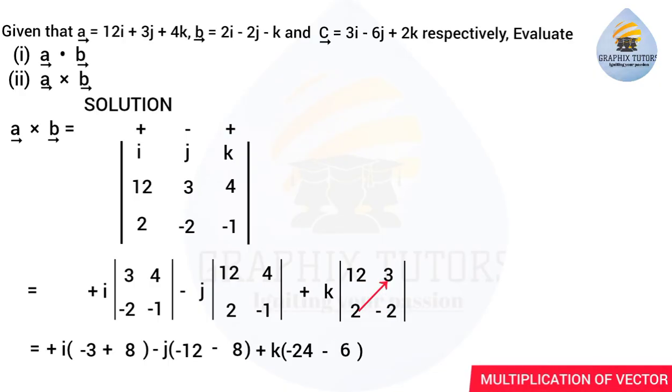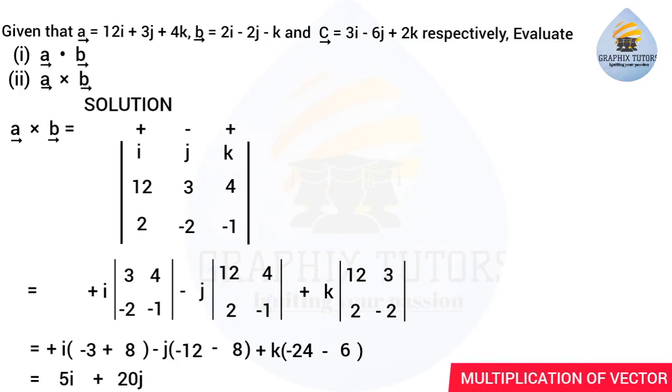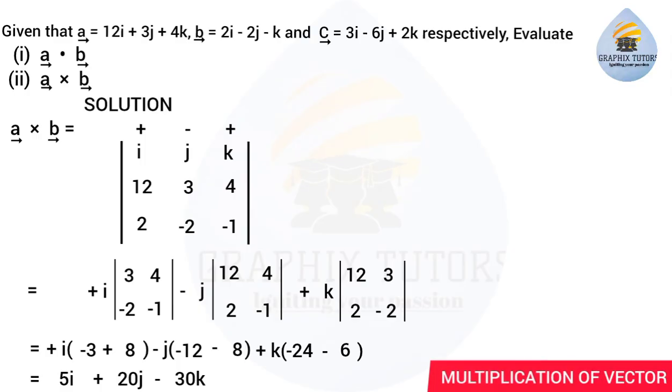6. So if we move forward here, the i here will now be -3 plus 8, which gives us 5. For the -j here, we have -12 minus 8, which gives us what? -20. Then we have plus k here, -24 minus 6, which gives us what? -30. So when you look for the cross product of vectors A and B, you'll be having 5i plus 20j minus what? 30k. Is that okay now? So this is how you calculate the cross product and also the dot product.